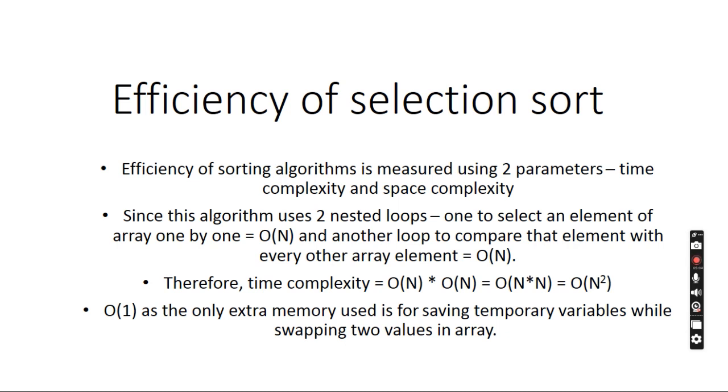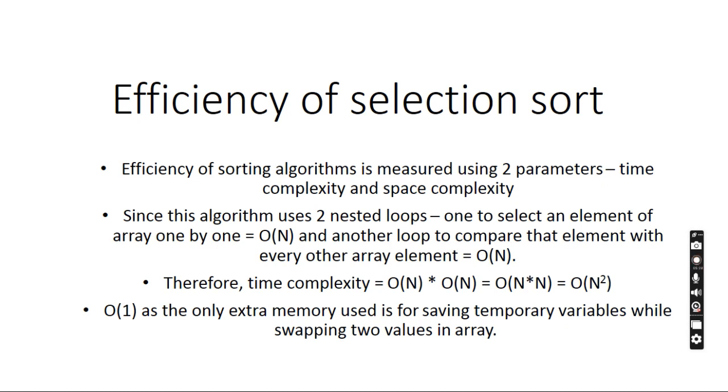The comparison we did is for finding the minimum element. So we need to do this comparison with every other element present in the array or list. So this process also takes O(n) time. Therefore, the overall time complexity is O(n) times O(n), that is O(n squared).